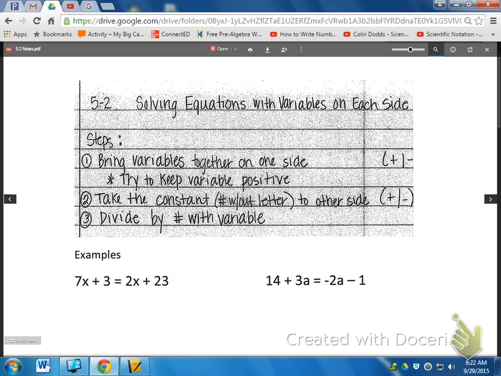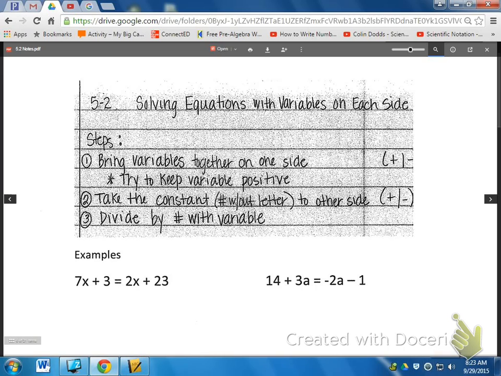Once you get the variables together so that there's only one, then you should be back to a normal two-step equation. You'll take the constant, the number without a variable, to the other side away from the variable, and then divide. So just adding one more step to our two-step equations from last week.